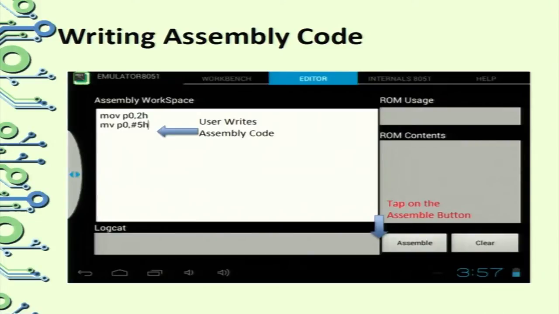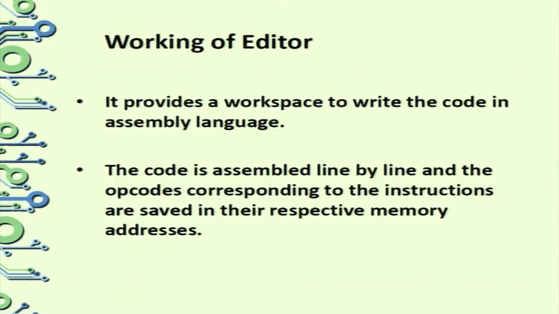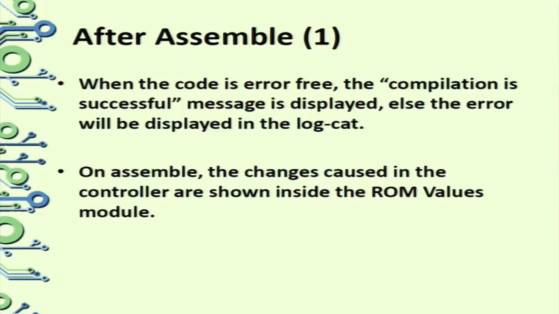This is the basic user interface for our assembly editor, in which the assembly workspace is a text area. The user writes the assembly code and taps on the assemble button. The editor we are providing is capable of detecting errors. The code is compiled line by line, and the opcodes are fetched and saved in the corresponding memory addresses of the microcontroller. If the code contains any error, all the line numbers containing errors are shown in the logcat module.